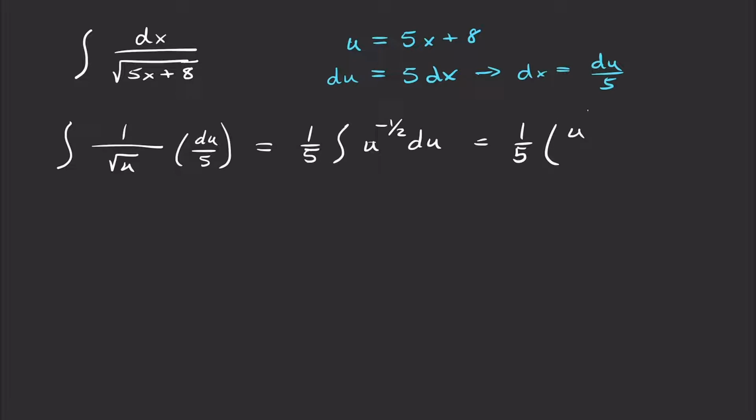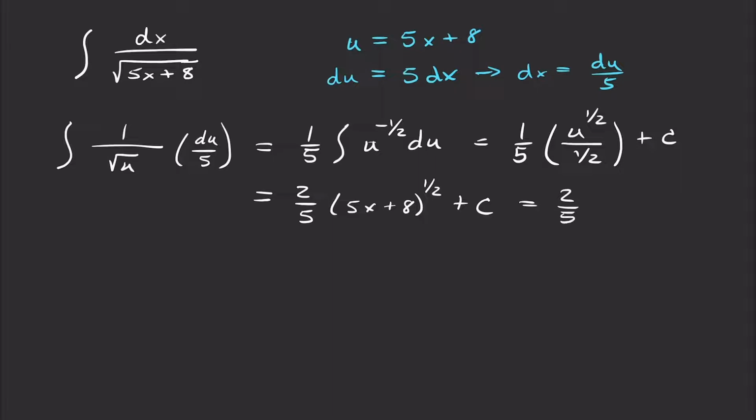So this is going to become u to the 1/2 divided by 1/2, plus our constant of integration. Dividing by 1/2 is the same thing as multiplying by 2, so this is like 2/5. Our u is 5x plus 8. That's to the 1/2 power, so we could write that as a square root. So that's just 2/5 square root of 5x plus 8 plus c.